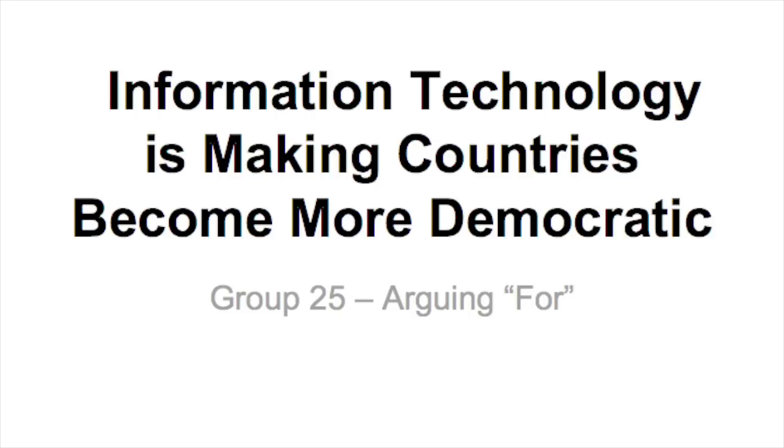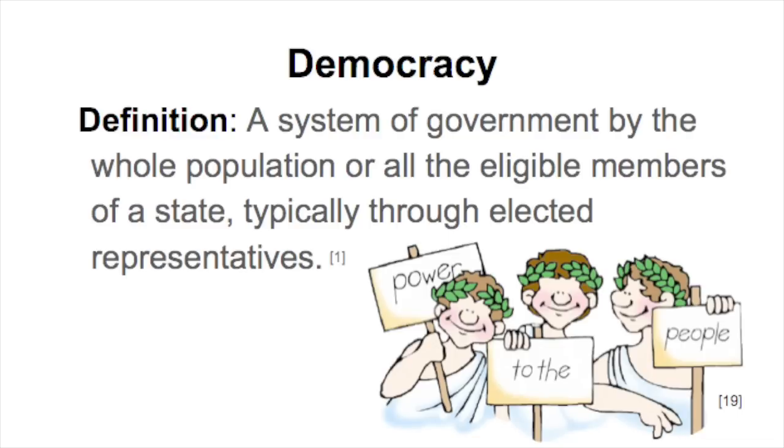Before we get into the meat of our discussion, we thought it would be best to define the main terminology of our debate. So what is democracy? Well, democracy can be defined as a system of government by the whole population or all the eligible members of a state, typically through elected representatives. To simplify this definition, democracy can be literally translated to power to the people.